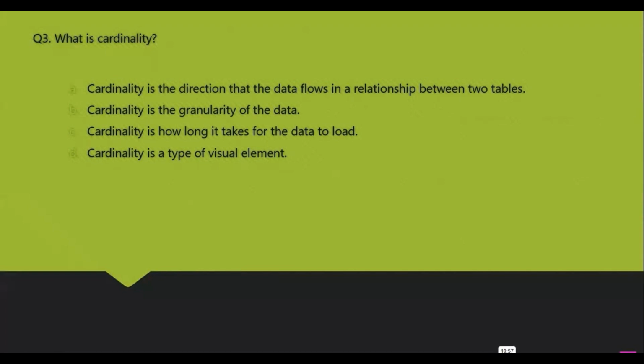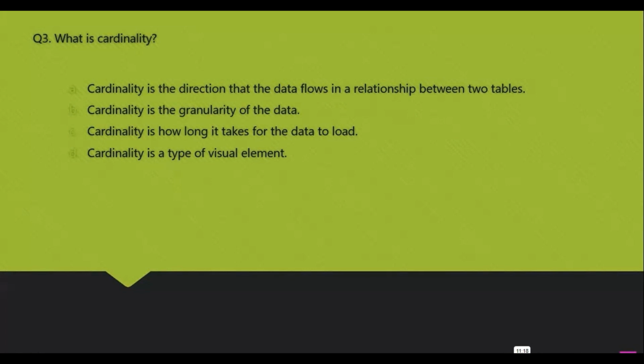Yes, that is where the direction comes into the picture: the direction in which the data is getting filtered. So that means A is correct for this one as well. Cardinality means the direction that the data flows in the relationship between two tables. So that is absolutely correct. No problem.